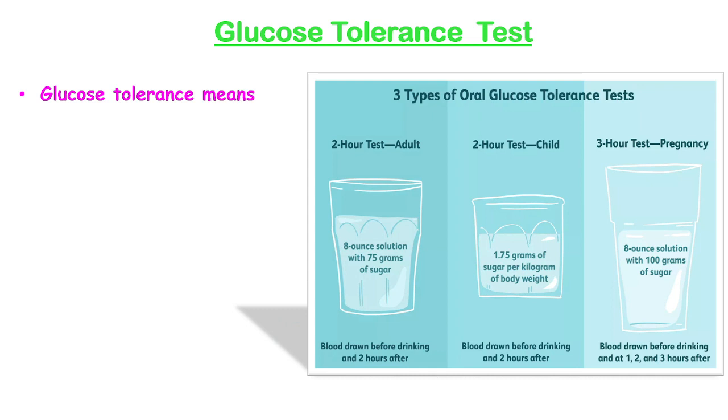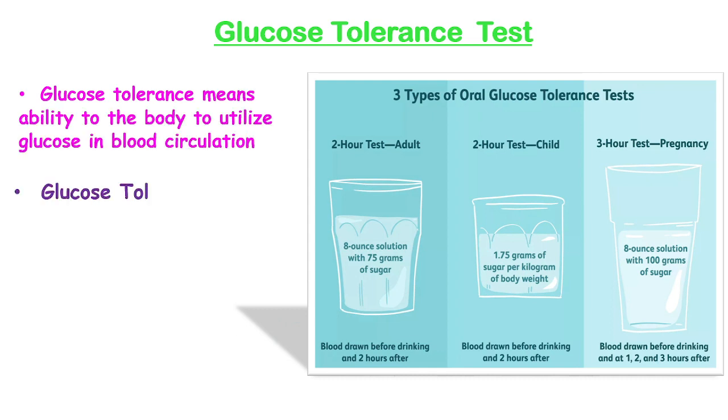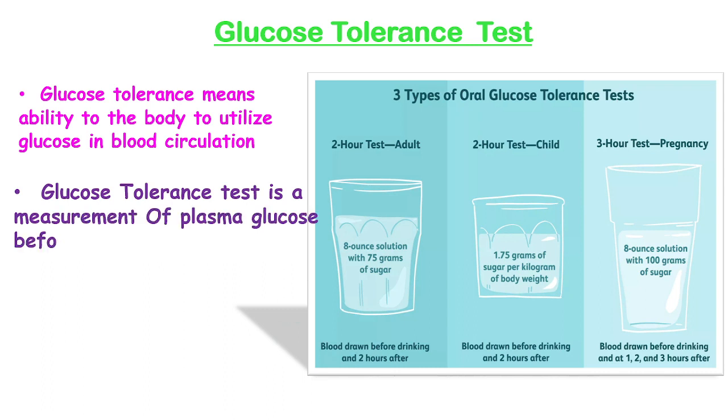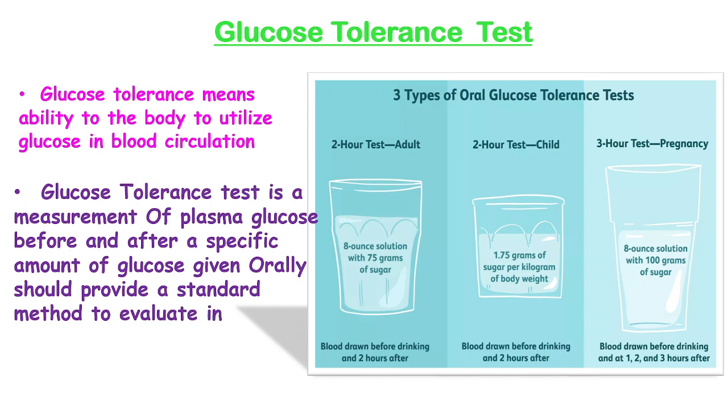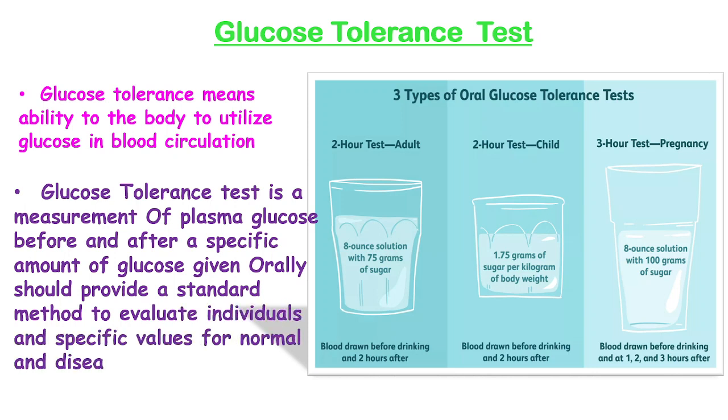Glucose tolerance test. Glucose tolerance means the ability of the body to utilize glucose in blood circulation. Glucose tolerance test is a measurement of plasma glucose before and after a specific amount of glucose given orally. It provides a standard method to evaluate individuals and specific values for normal and disease states.